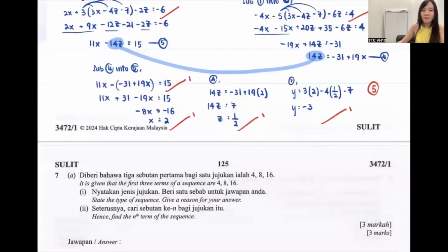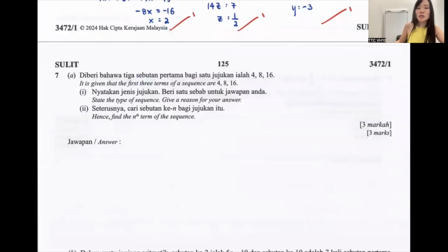Let's move on. Question 7, they say A. It's given that the first 3 terms of a sequence are 4, 8, 16. Guys, you straight away know this is under Form 4, Chapter 5, isn't it called Progression, AP GP? So 4, 8, 16. 4 becomes 8 plus 4. Can 8 plus 4 become 16? No, I think this is not an AP. So this question should be a GP, my dear.